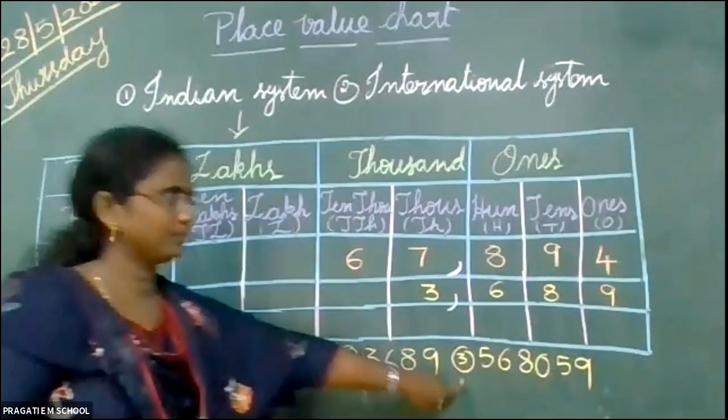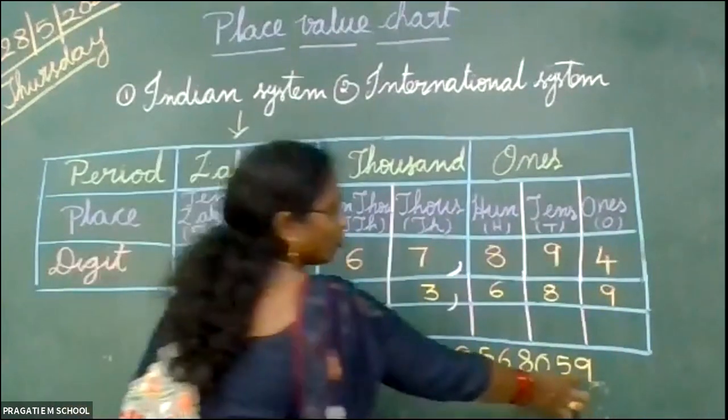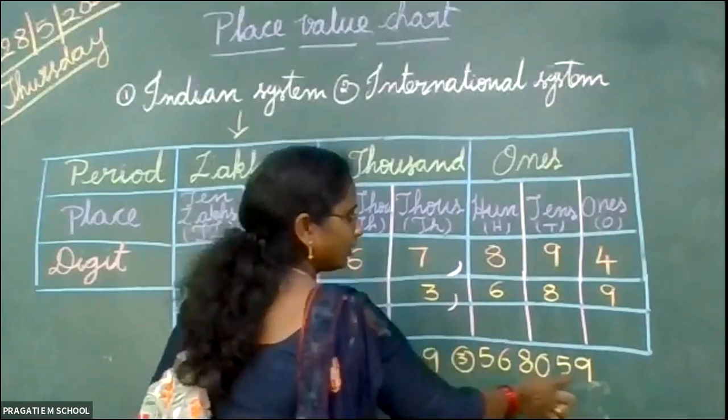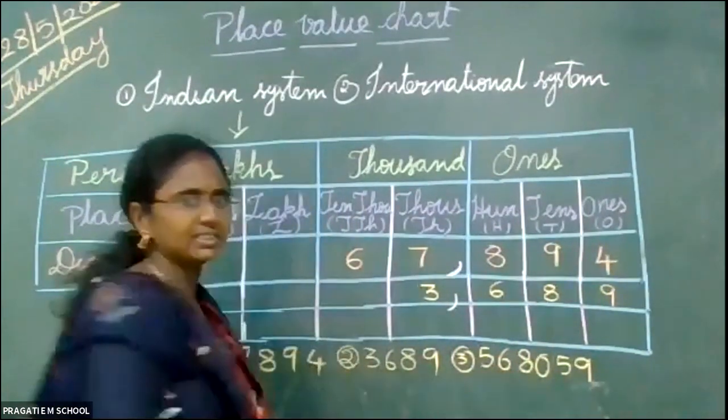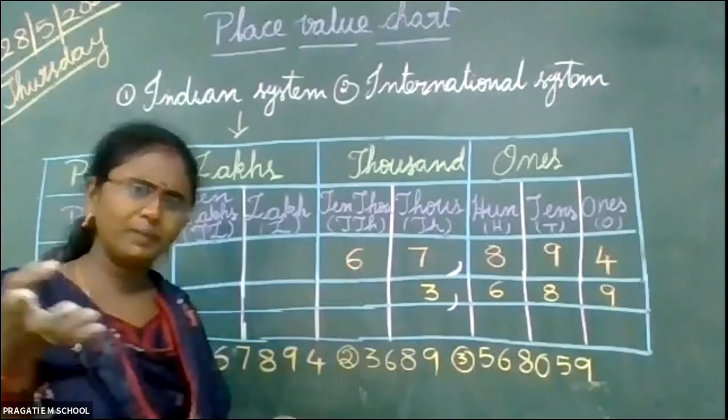Now the next one. How many digits are there? Check once. Ones, tens, hundreds, thousands, ten thousands, lakhs. 1, 2, 3, 4, 5, 6. Six digits are there.